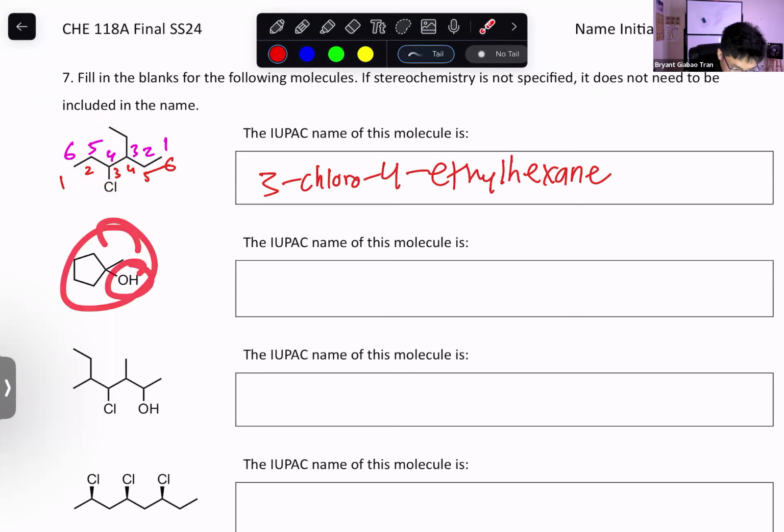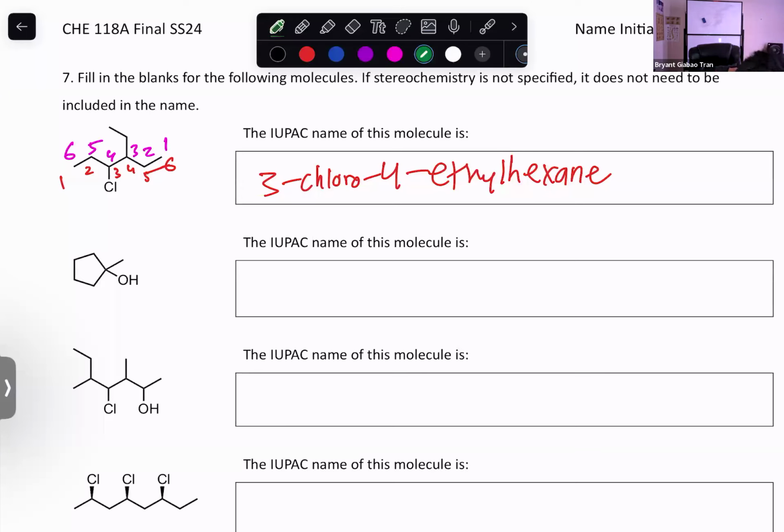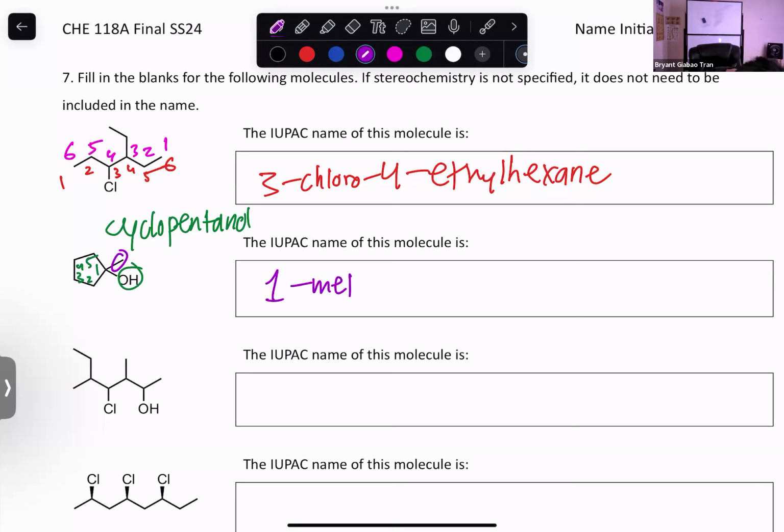Now alcohol here is the highest priority group on a cyclopentane. So the base name is cyclopentanol, where our number 1 is going to be on that carbon right there with the alcohol. 1, 2, 3, 4, 5. And then this methyl here is the substituent. So this is 1-methylcyclopentanol.